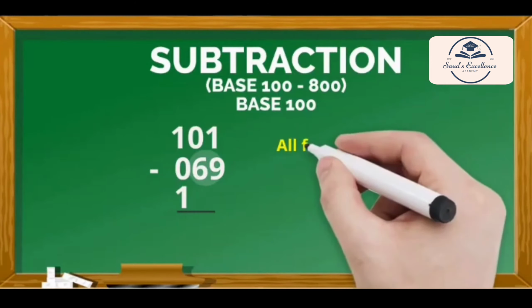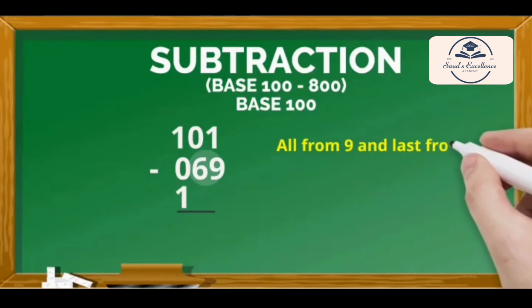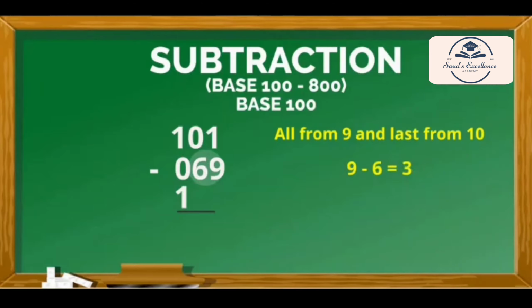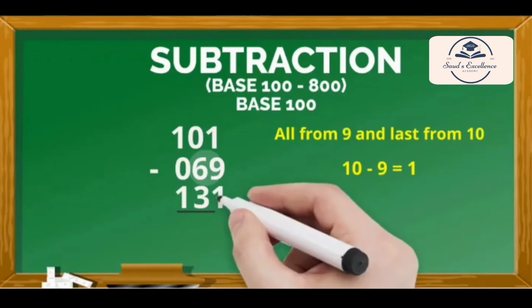For finding complement of two-digit 69, we have the formula, all from 9 and less from 10. We have to subtract 6 from 9, we write 3. We have to subtract 9 from 10, we write 1.